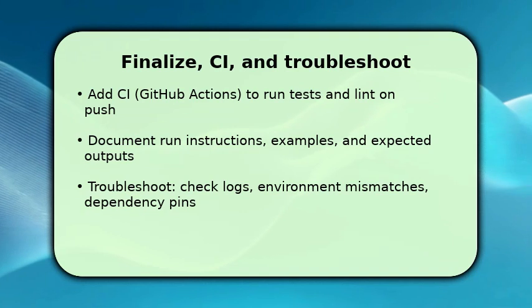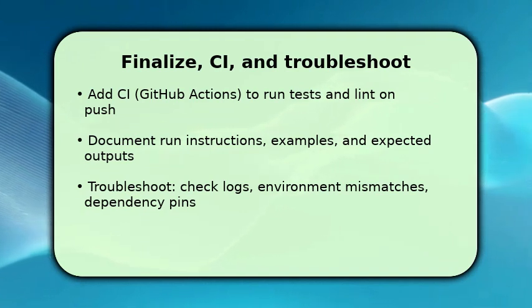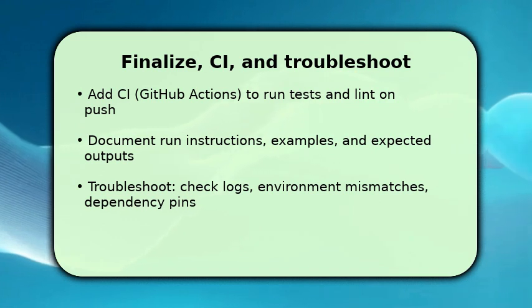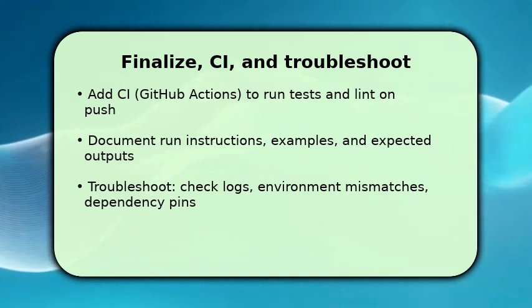Finish by automating validation and documenting usage. You set up GitHub Actions to run unit tests, Flake8, and a quick training smoke test on push. This prevents regressions. Once done, expand the README with running commands, expected outputs, and example results so users can reproduce experiments.